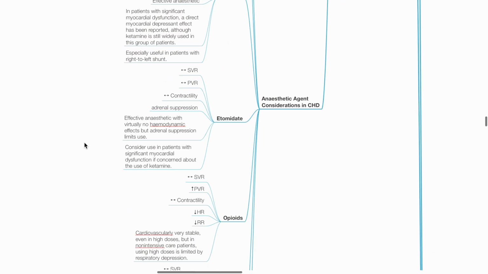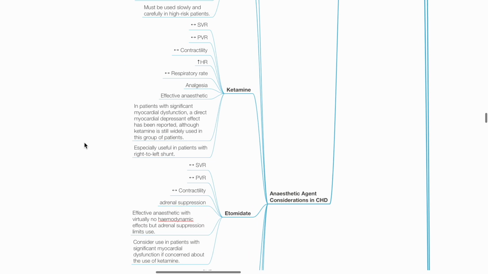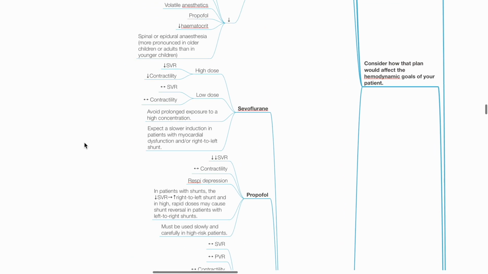Anesthetic agent considerations in CHD. High-dose sevoflurane reduces SVR and contractility. There is less effect on SVR and contractility with low-dose sevoflurane. Hence, avoid prolonged exposure to high-concentration sevoflurane. Expect a slower induction with sevoflurane in patients with myocardial dysfunction and/or right to left shunt.